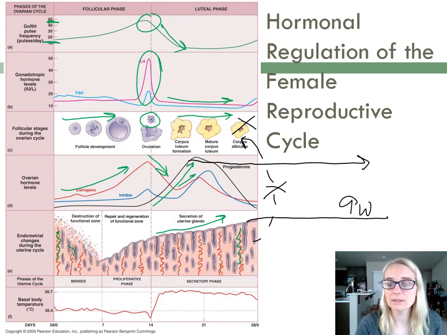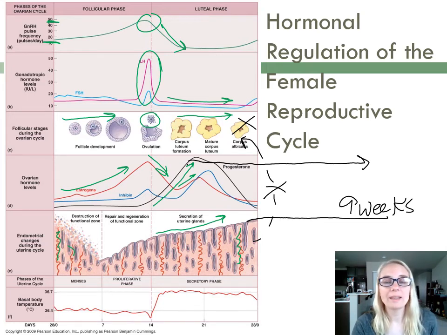After about 9 weeks after implantation, at that point, the placenta is well enough developed that it starts to maintain the progesterone levels. Then it lets the corpus luteum kind of be done, it degrades away, and then the ovary kind of stays silent for the rest of the gestation of the baby because the placenta is now taking over the job of maintaining the pregnancy. So very cool stuff.